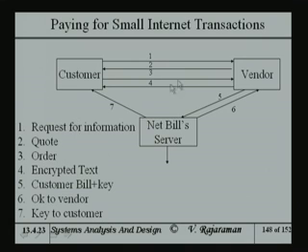Now the vendor will send the customer's bill. There is the amount which he is supposed to pay, plus the key to decrypt that particular information, because it is encrypted with a symmetric key. So he will give the key to the NetBill server. NetBill is an intermediary, okay, and this NetBill server will first check whether the customer has got enough credit.